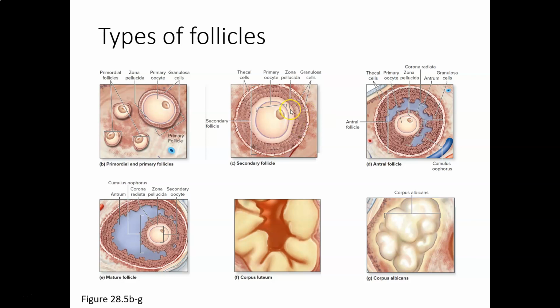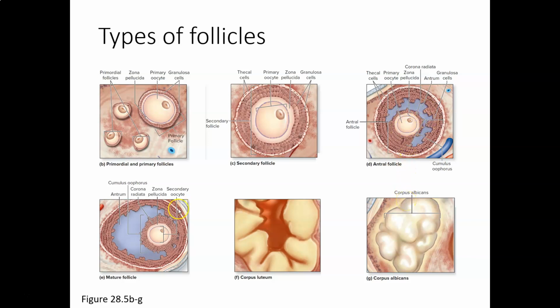So you have a thickened zona pellucida. The primary oocyte size didn't really change. And then when you get to the antral follicle, it's mainly because you have this appearance of the antrum, which is a space, right, between the granulosa cells and the corona radiata. So you start to see this space that's called antrum. So the appearance of this antrum is the signature that it develops into the antral follicle.